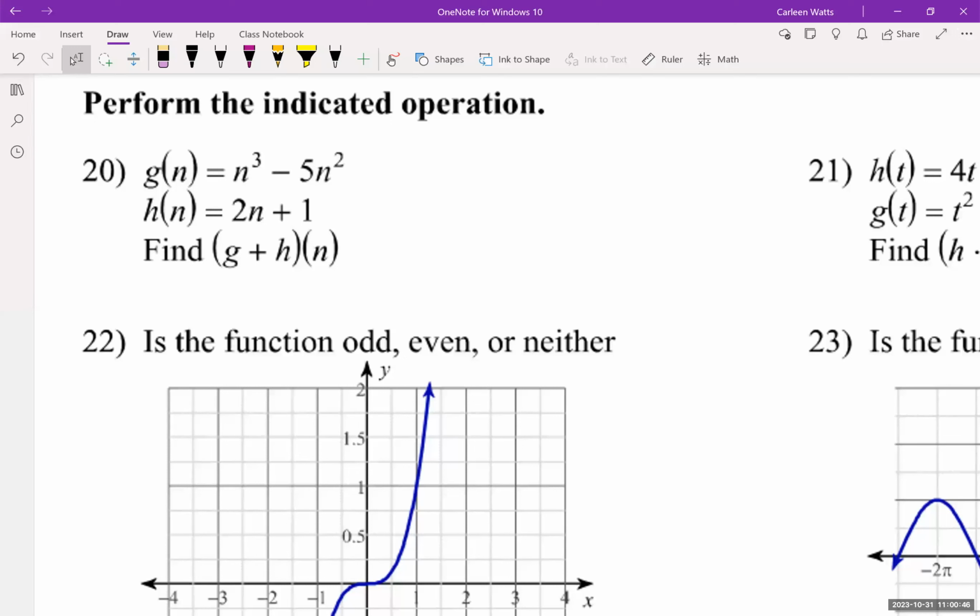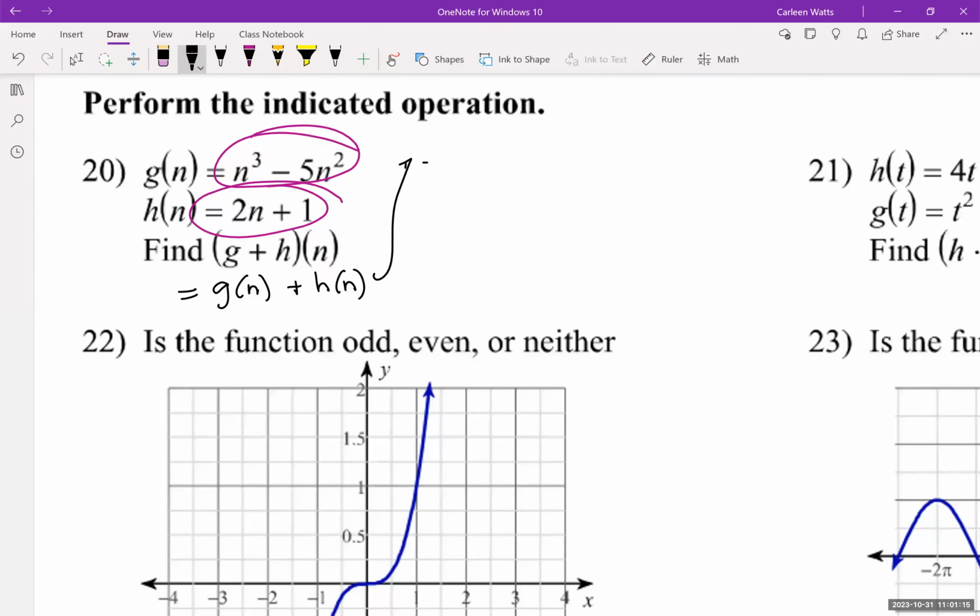Okay, number 20. We're going to separate this to g of n plus h of n. And then I'm going to take g of n and I'm going to take h of n. And what am I going to do? Add them. Yeah, I'm just going to add them together. So that equals n cubed minus 5n squared plus 2n plus 1. That's it. Just add them together.